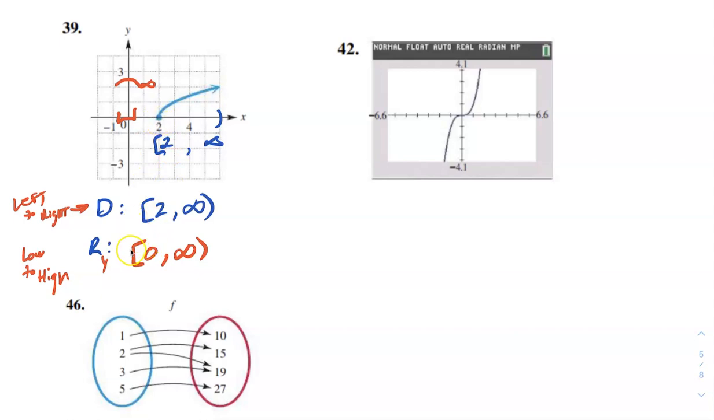So that's my domain and my range. Is it a function? Does it pass the vertical line test? In this case, yes, it does. Function.